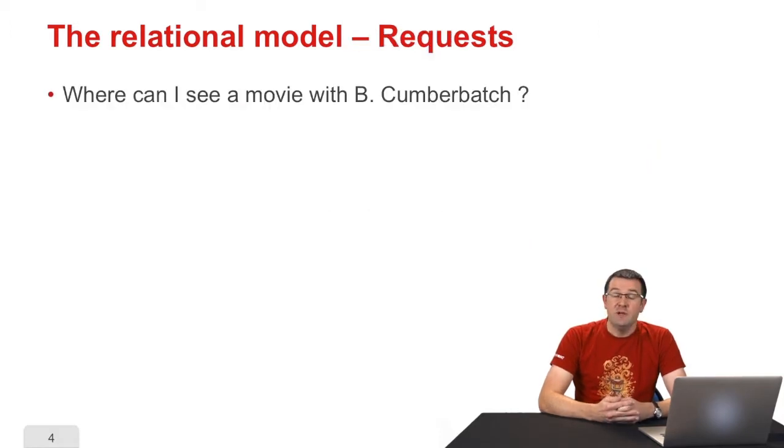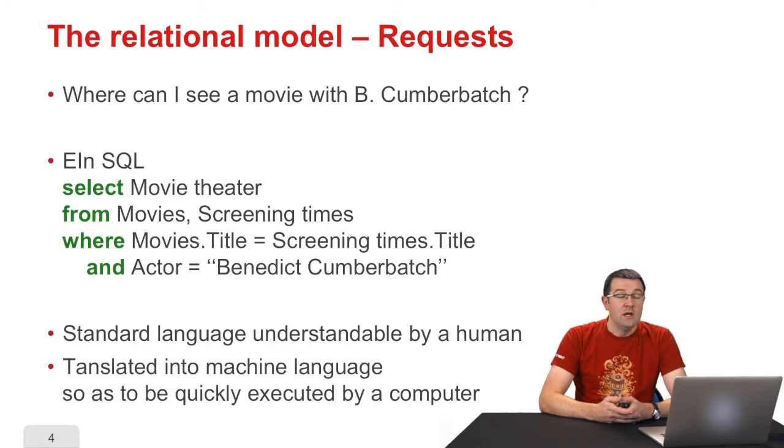Then, thanks to the relational model, we can make requests. For example, a request is, where can I see a movie with this particular actor? And for that purpose, a language has been developed, so that humans can make requests quite easily in the database to find this kind of information. Here, we are going to write a request in the SQL language, which will be find me theaters. This is the theater line.